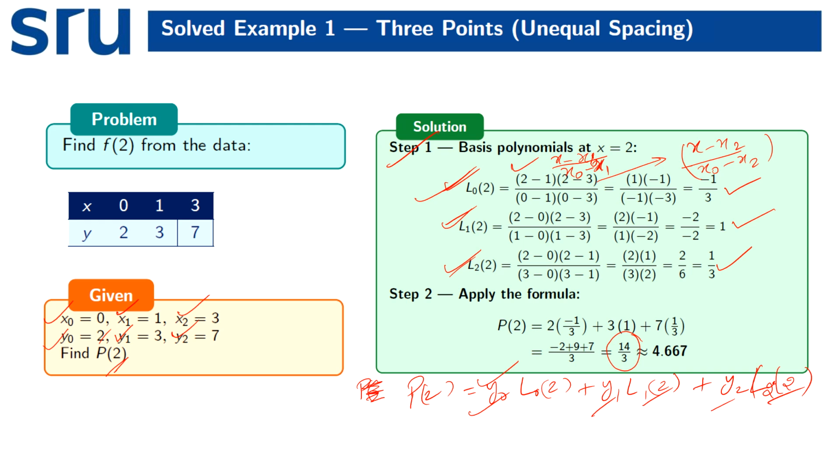At the point x equal to 2, the value of the function is coming out to be 14 by 3. That is approximately equal to 4.667. So the estimated value of the function at the point x equal to 2, you can say it as 4.667. In this slide, we show how we can estimate unknown values using interpolation.